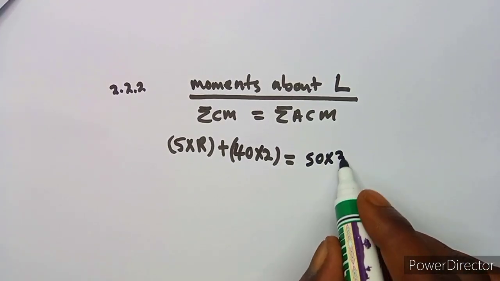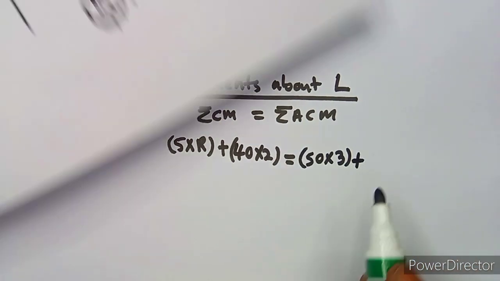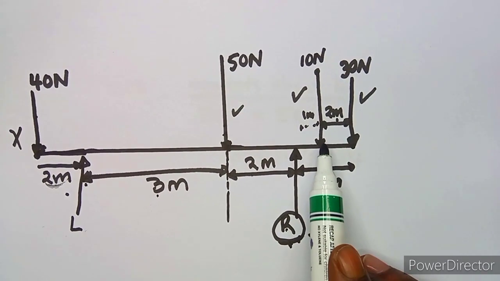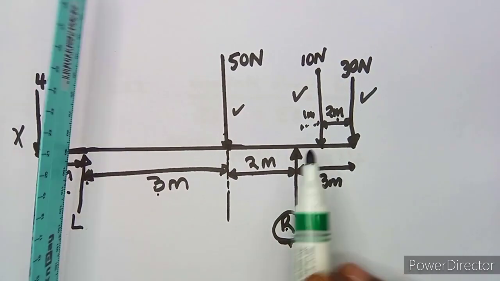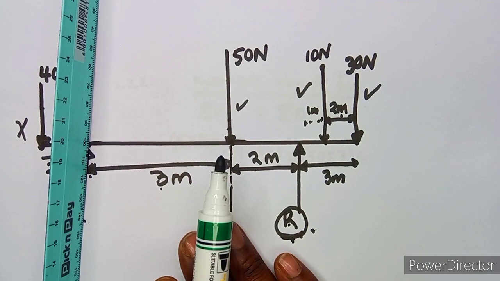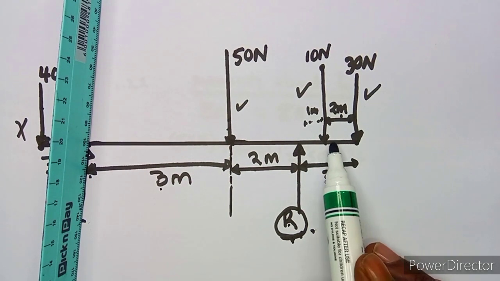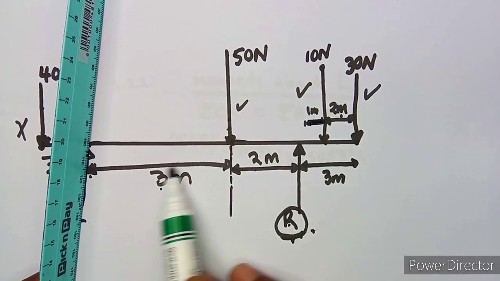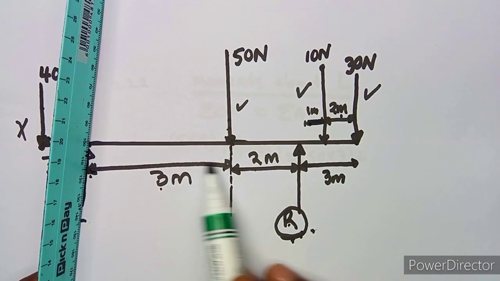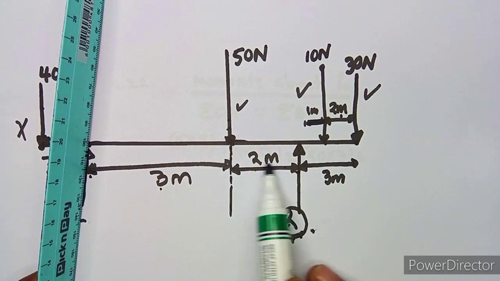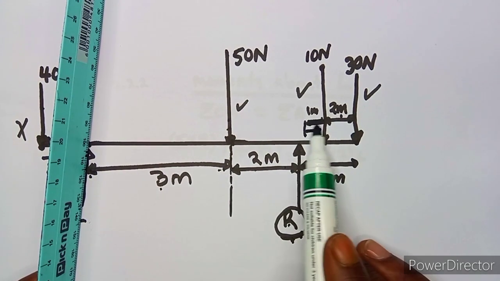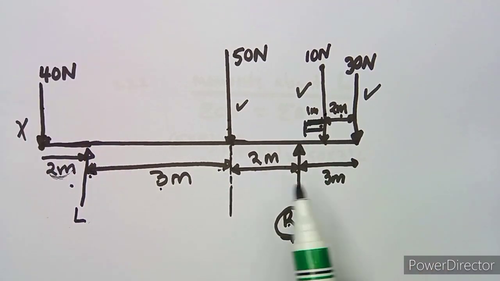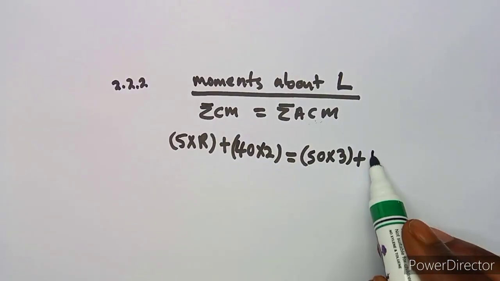That's 50 by 3 like this, plus you move on to this one. It's actually 10 back to L here, so you are referring back to L. Take note, there is 1 meter here, so you've got this 1 meter plus from L to R there's a distance of 5, so it's 5 plus 1, which is 6. So it's 10 times 6, so it's going to be 10 by 6.